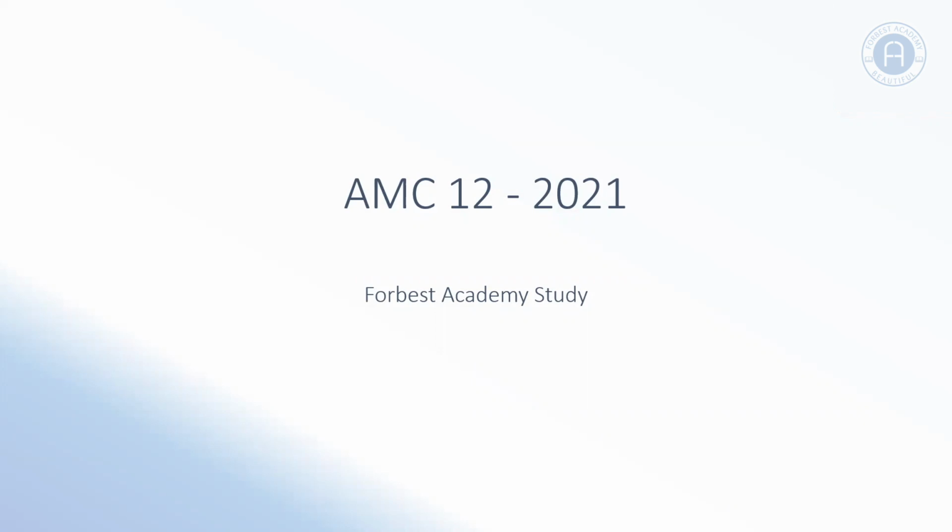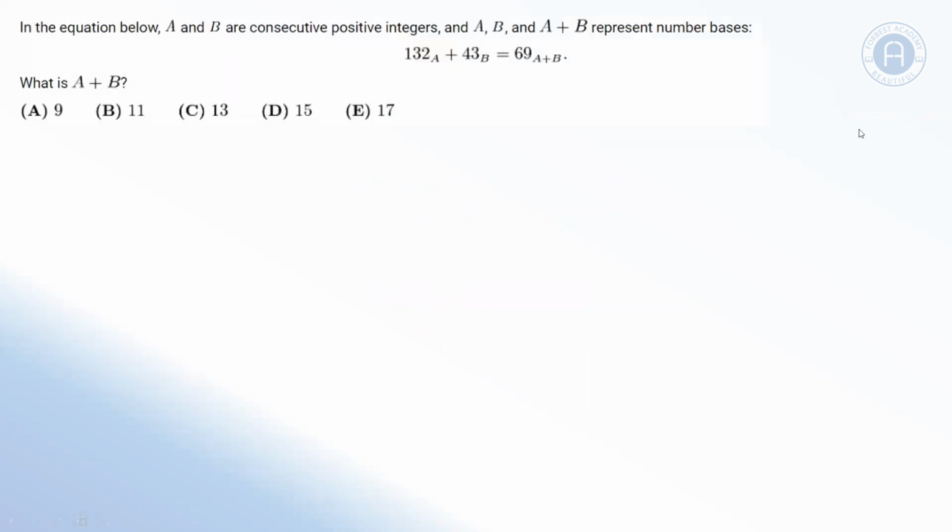This week we are looking at some past paper questions from the AMC 12, and we are breaking down the concepts required to answer those questions. And today's question: in the equation below, A and B are consecutive positive integers, and A, B, and A plus B represent number bases. 132 base A plus 43 base B equals 69 base A plus B.